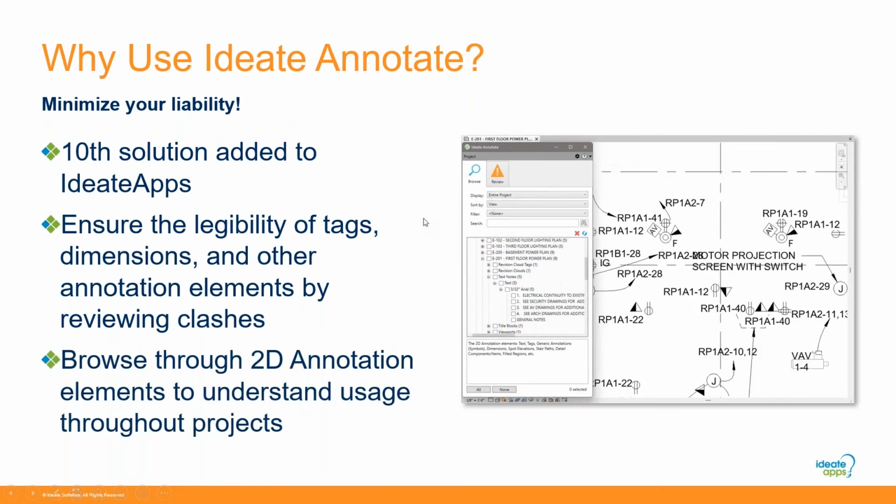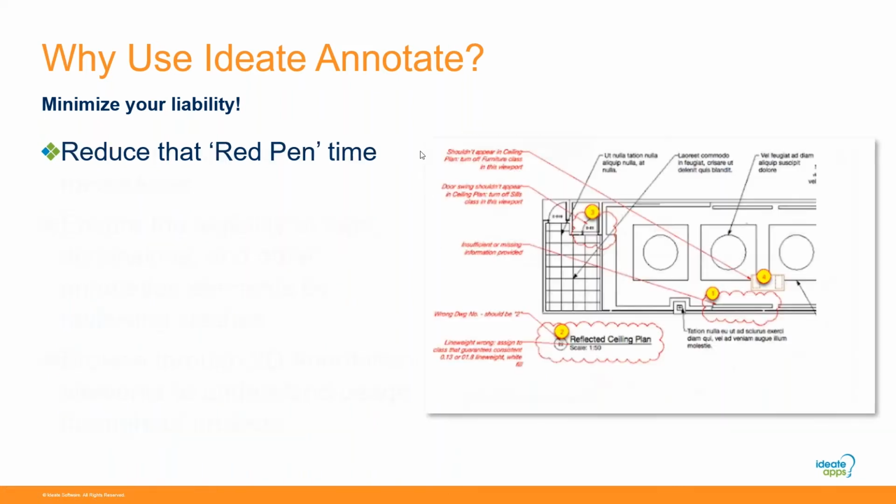You can also browse through all of your 2D annotation elements to understand usage. You can swap out types, keep consistency within all your annotation objects within your model and within your views. And then this is an important one for me. It's reducing what I call red pen time.